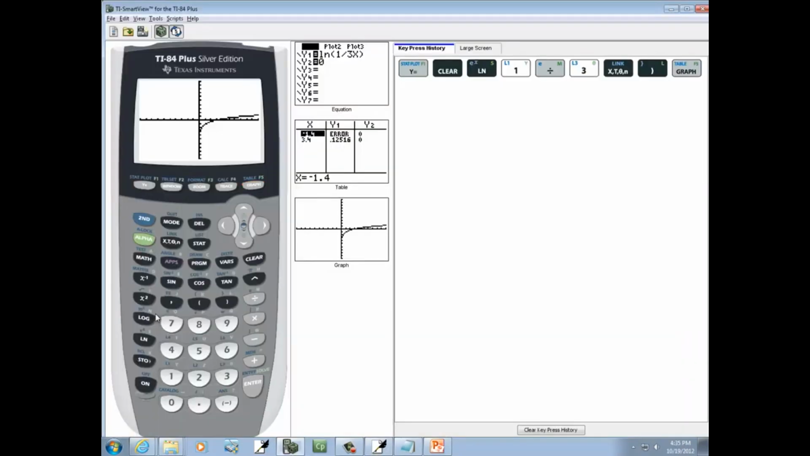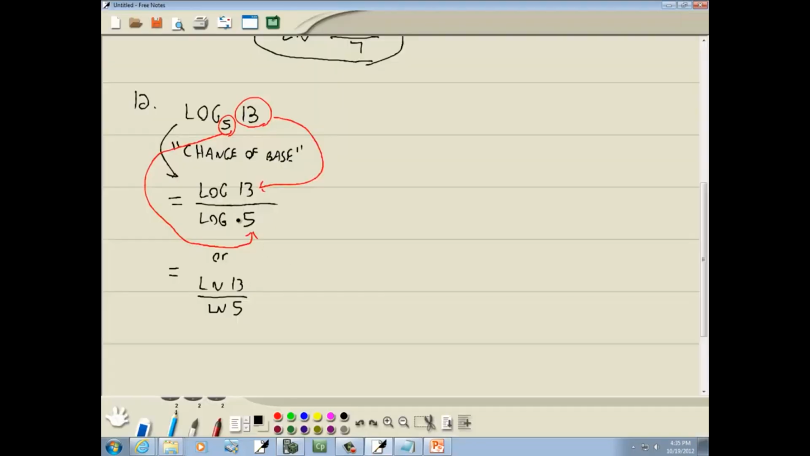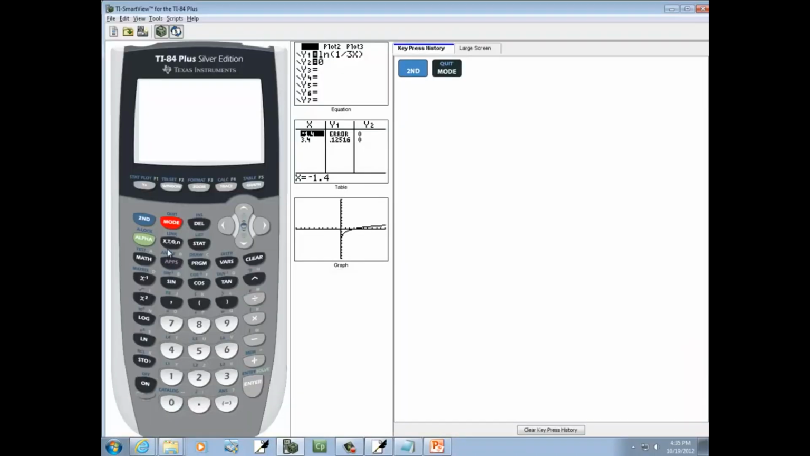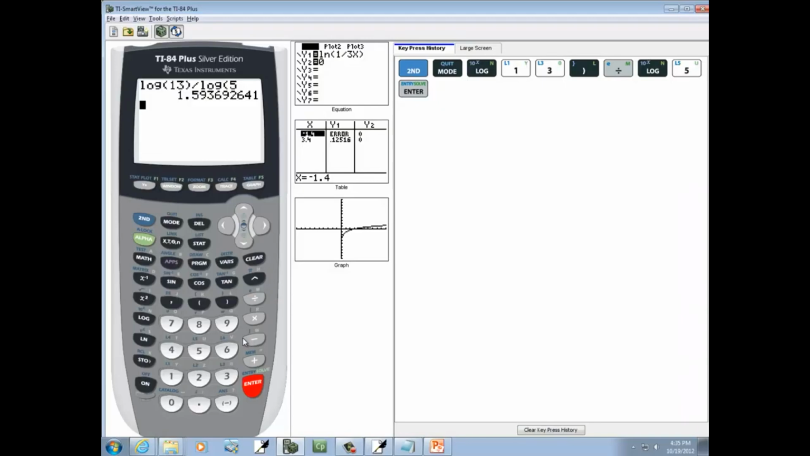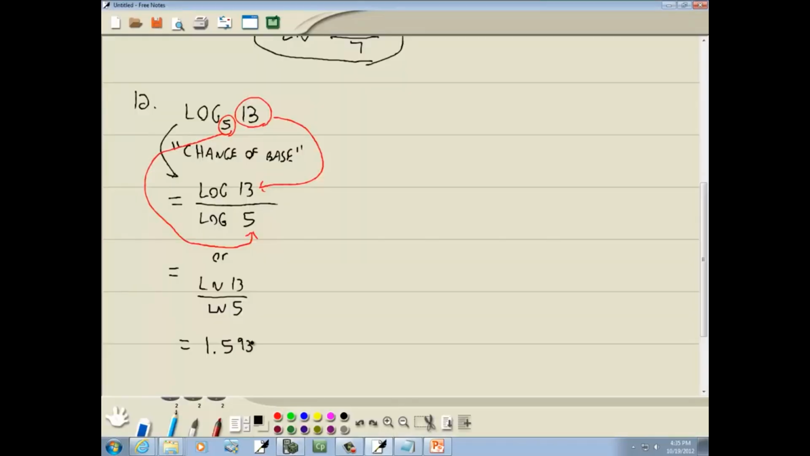Because if I go look at my calculator, I have a log button and I have an LN button, natural log. So I don't have any other base. Like I say, it doesn't matter which one you pick. I'm still in graph mode over here, so to exit out of graph mode, you just do second mode. And we want log 13 divided by log 5. So press log 13, closing parentheses, divided by log of 5. Enter. In 4 decimal places, we got 1.5937. And that's our answer.